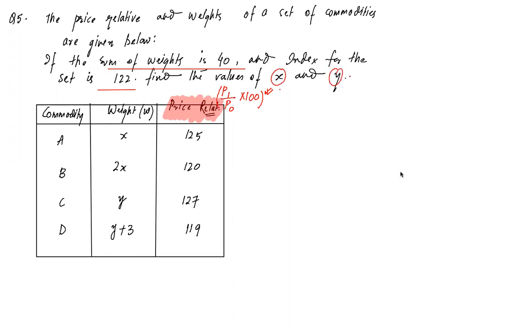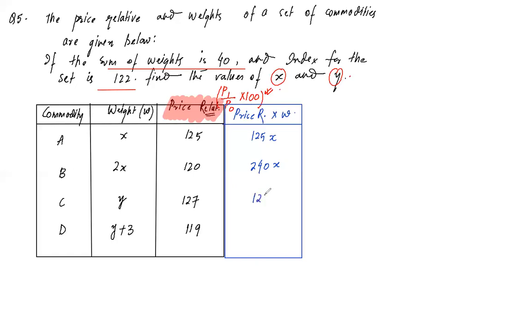तो उसके लिए what we are going to do? We are going to make an addition of one more column in the table, and that one more column will be nothing but price relative multiplied by W, because in the formula we need that. So हमने क्या किया? Price relative multiplied by weight. So it is 125 into x, 125x. This will give us 240x. This will give us 127y, and इसको करेंगे तो 119y plus 357. This is what we got.